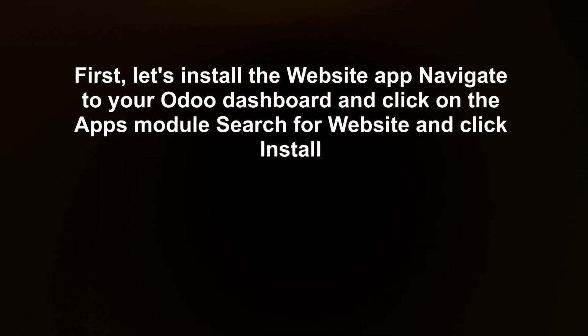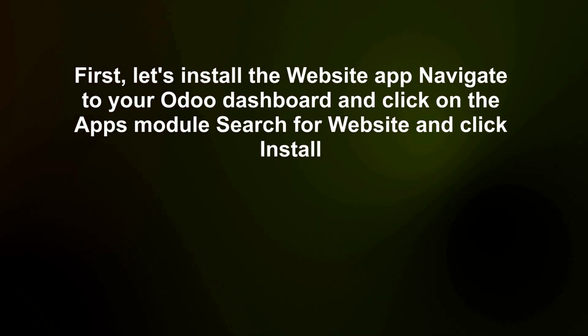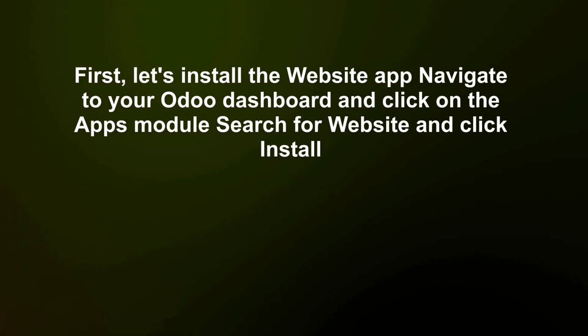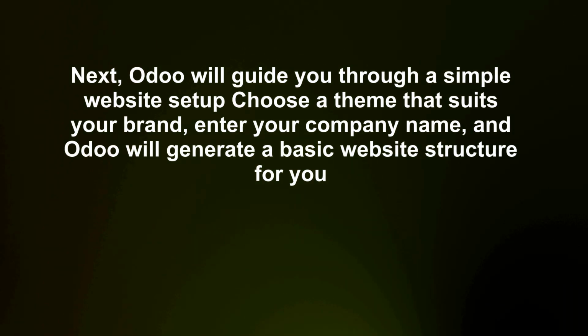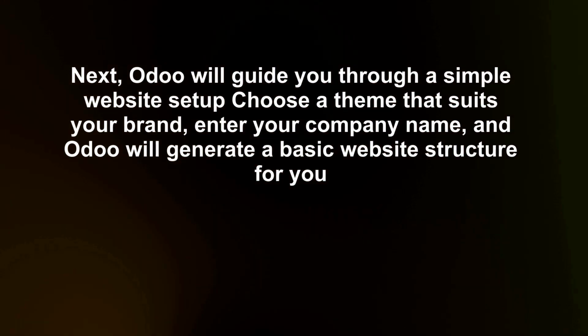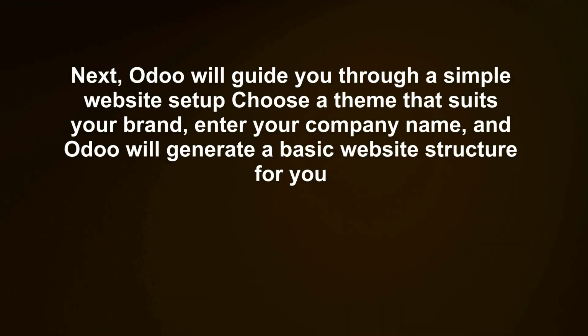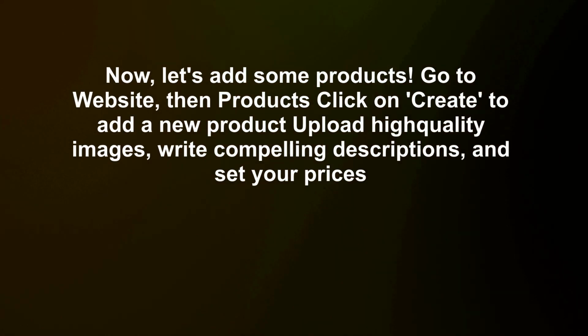First, let's install the website app. Navigate to your Odoo dashboard and click on the Apps module, search for Website and click Install. Next, Odoo will guide you through a simple website setup. Choose a theme that suits your brand, enter your company name, and Odoo will generate a basic website structure for you.